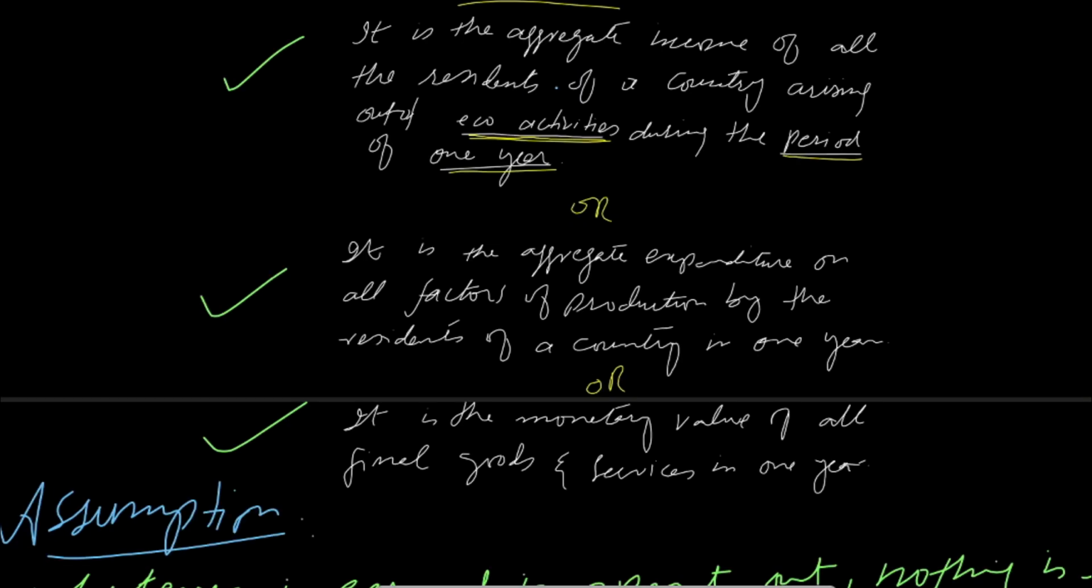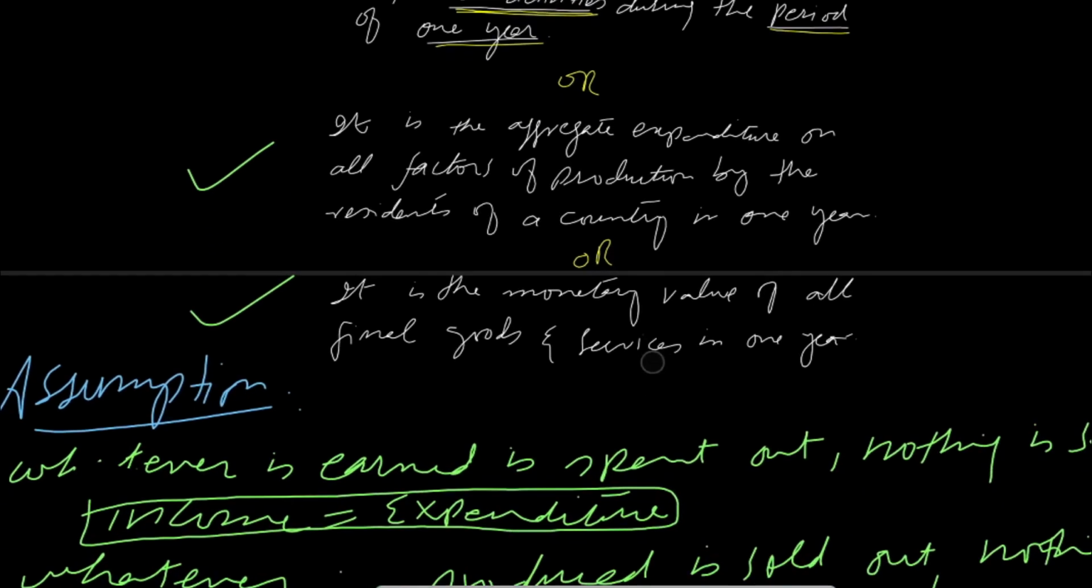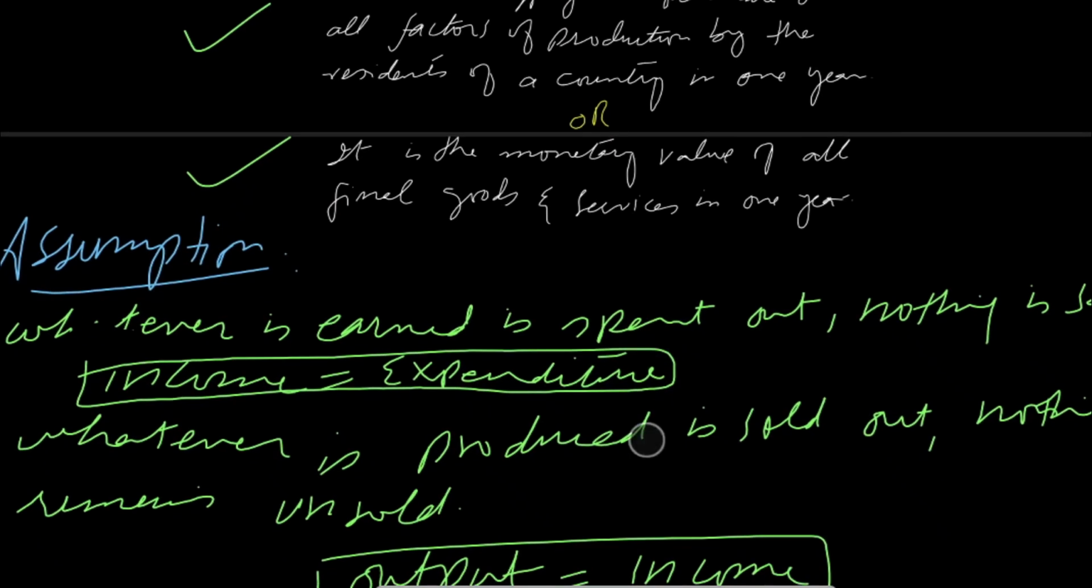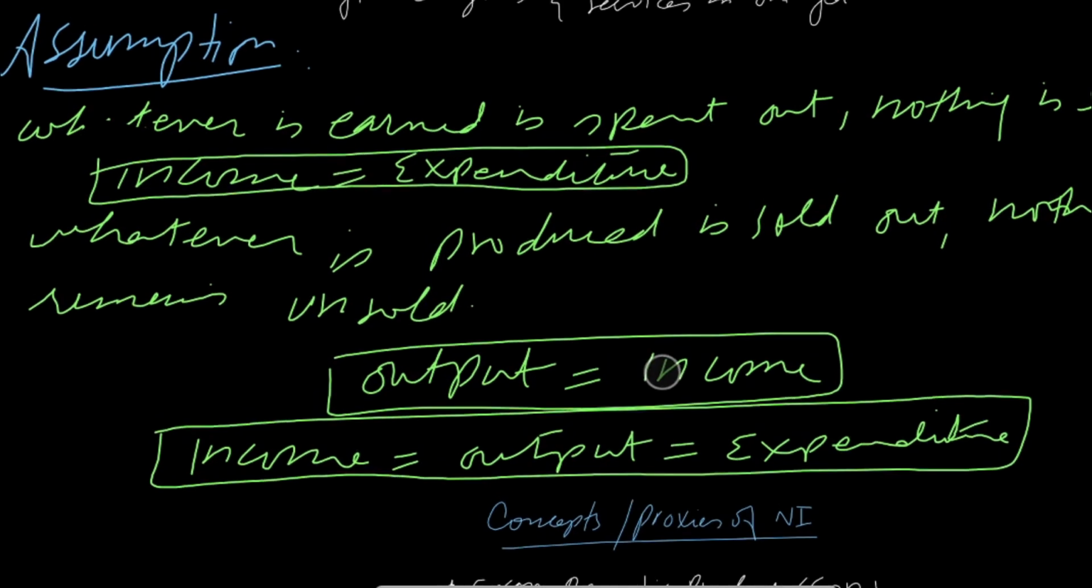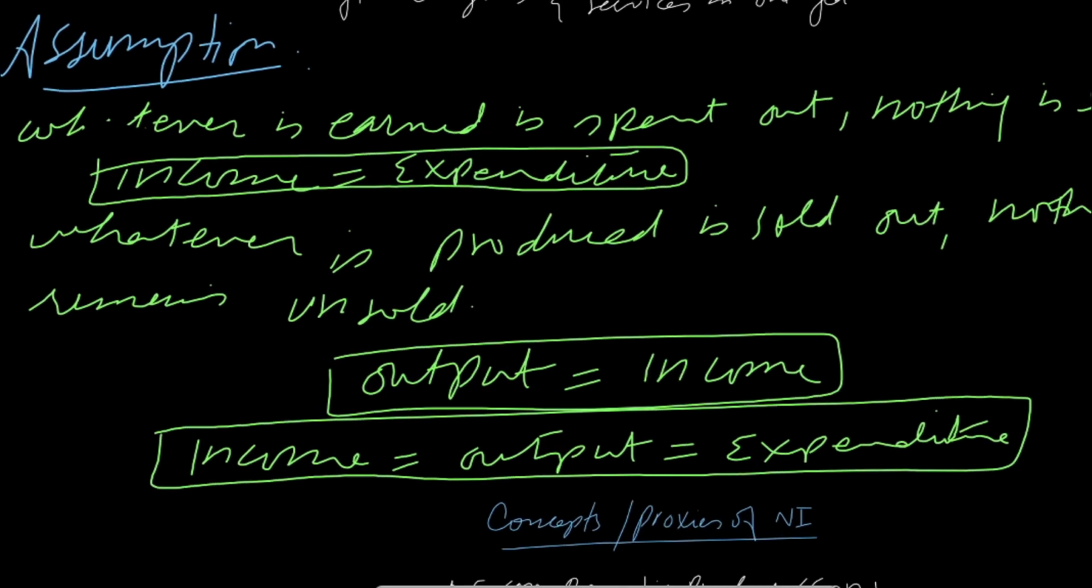And these three definitions seem to be vague if we don't consider the following assumptions. There are two assumptions while we are talking about these definitions. The first assumption is whatever is earned is spent, nothing is saved. It means whatever we earn, we spend, so income and expenditure will be equal.